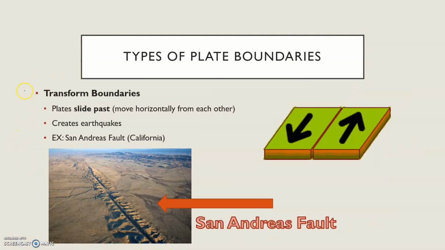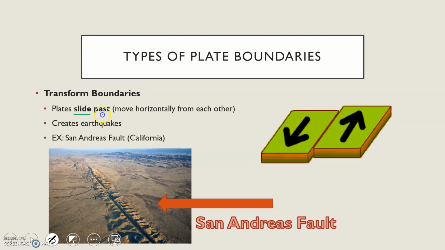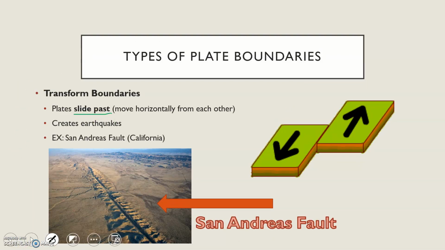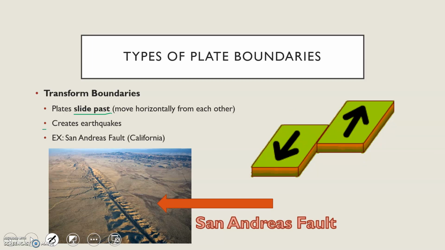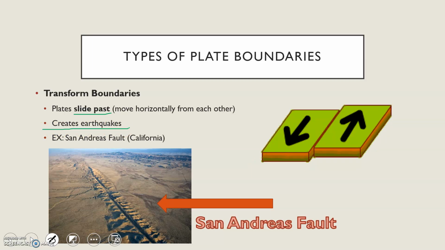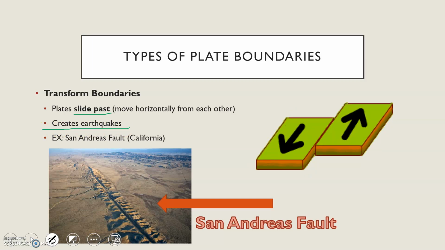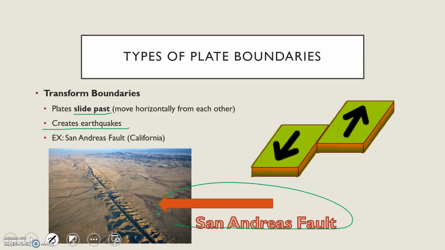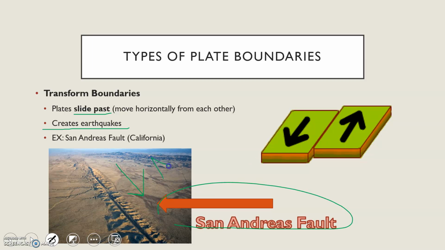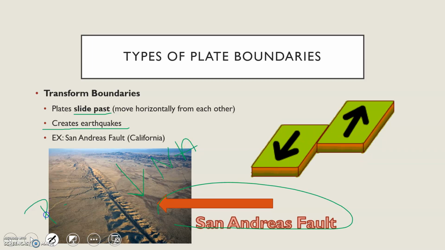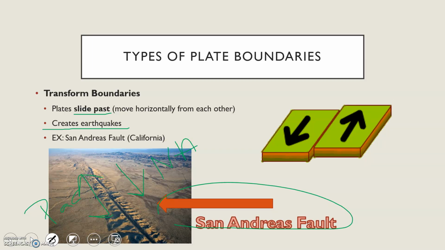The third type of plate boundary is a transform boundary, and that's where plates slide past one another horizontally. They do not go up or down, or create anything new. They do not create or destroy anything. They literally just move. This creates earthquakes, and the most common one that we discuss is the San Andreas Fault, which is found in California. This is the San Andreas Fault right here. And basically, this plate is the North American plate, and this plate is the Pacific plate, and they are moving in opposite directions. Okay?